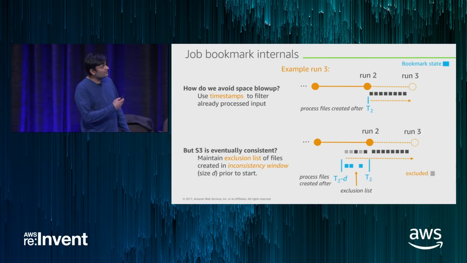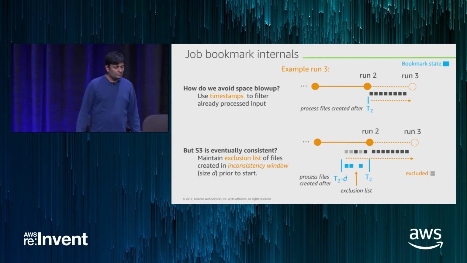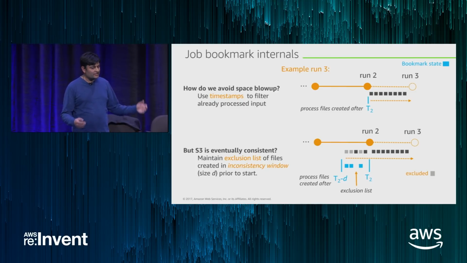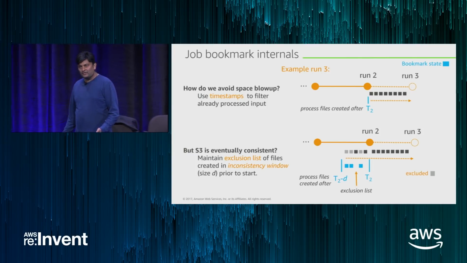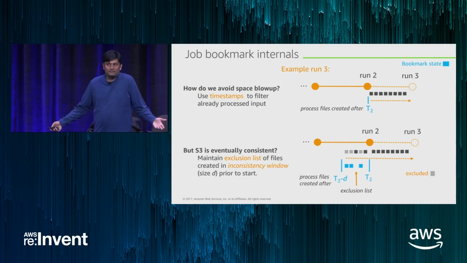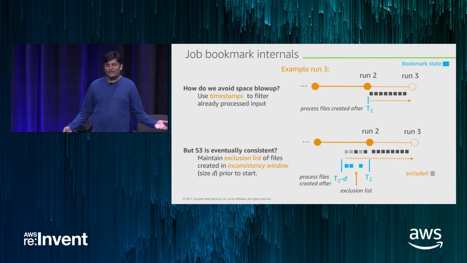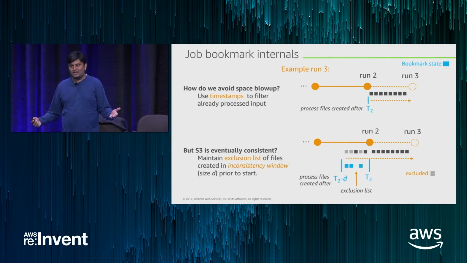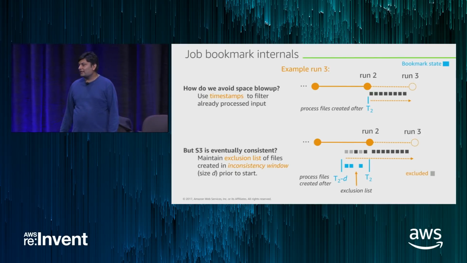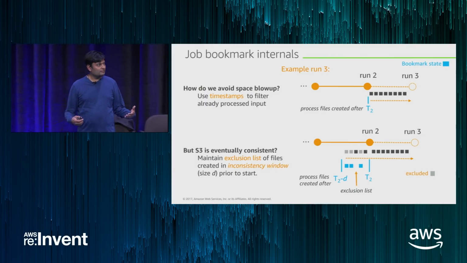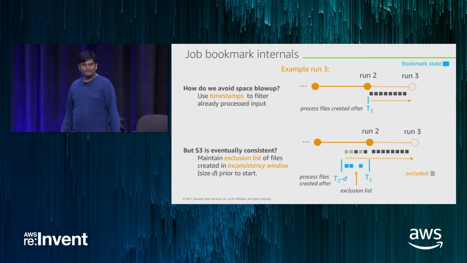So imagine you're on run number 2 over there, and run number 2 started listing all your files at T2, and then processed them. Then on the next run, only the files that were created after T2 are the ones that you need to look at, right? Those are the new files. And because S3 files can't be modified, you can look at the timestamps and know exactly which ones are the new files. So that works in most of the cases, okay? Especially when S3 behaves in a strongly consistent way.